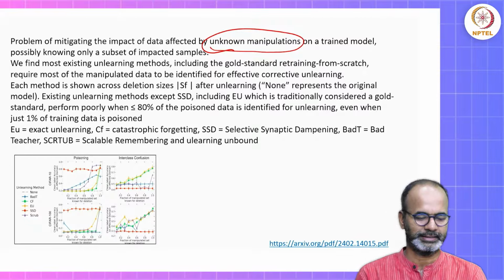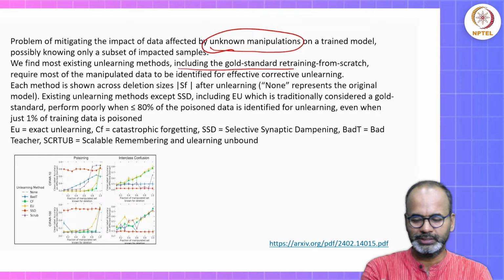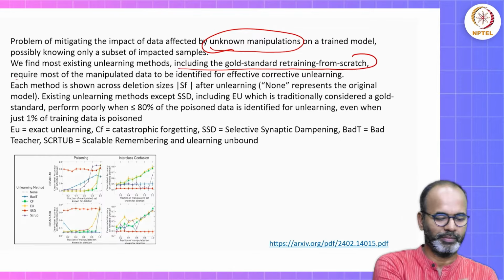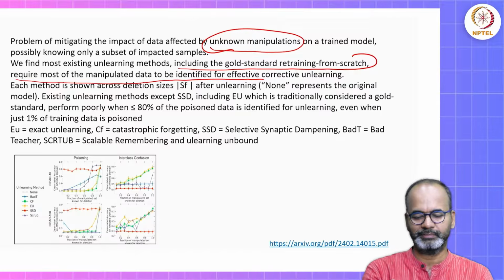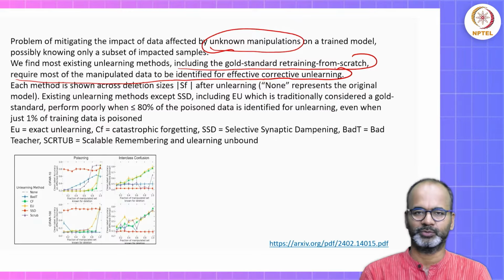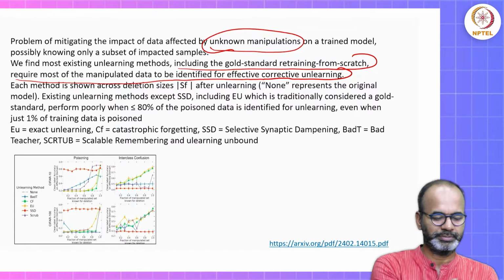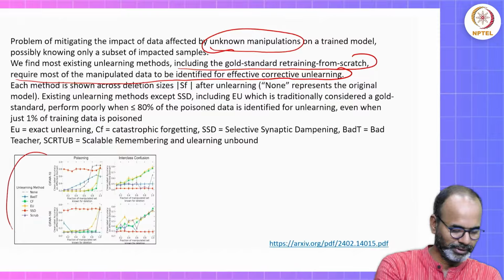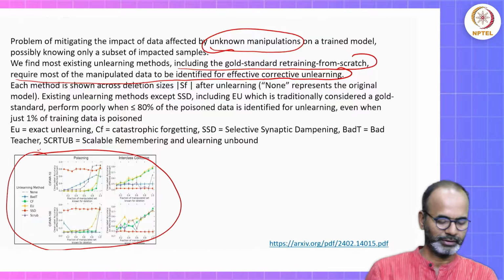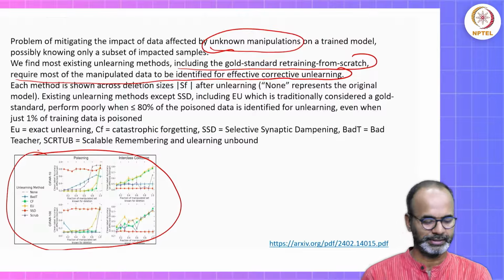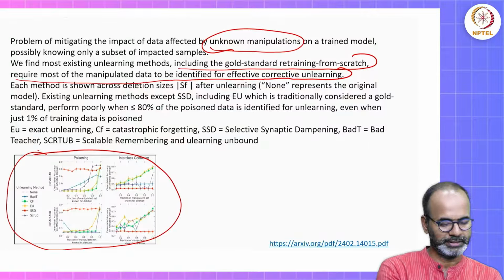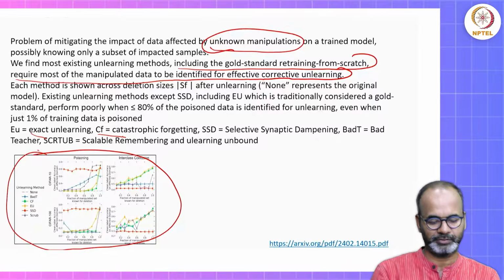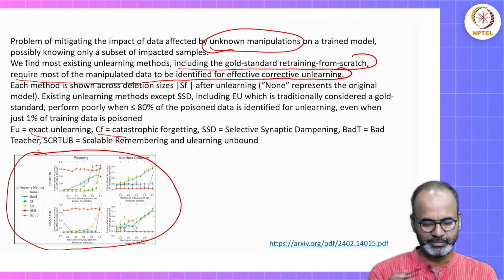We find most existing unlearning methods, including the gold standard retraining from scratch, require most of the manipulated data to be identified for effective corrective unlearning, which is what these methods have been doing. Each method is shown across. So this is only a subset of the graph. I put it only for you to know how the graphs are presented. Here EU means exact unlearning, CF means catastrophic forgetting. All of these words we already know.